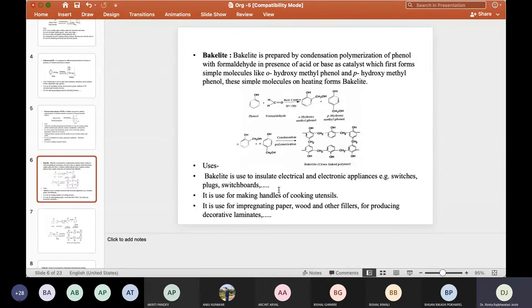Write the preparation and uses of Bakelite for 2 marks. Preparation: write the statement, write the reaction showing the step reactions, and then the uses. For the uses, I have given you the fill in the blanks.